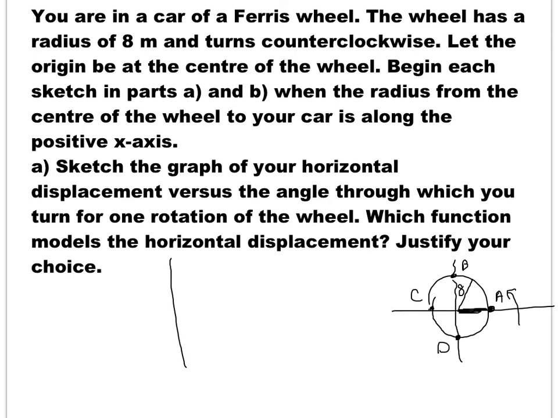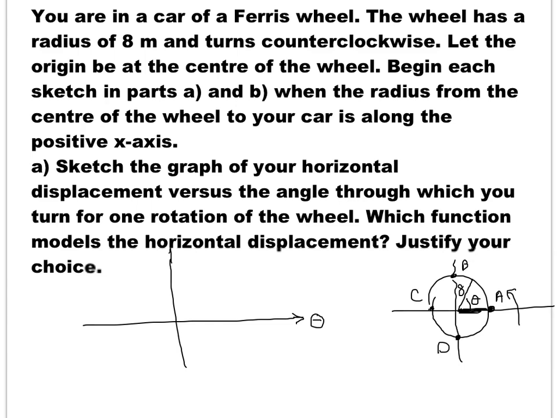Now, roughly, this is going to be my graph. This is going to be the angle theta, which the radius makes with the positive x-axis, so angle theta is here. Now we are going to plot the horizontal distance of the car versus the angle through which you turn one rotation.